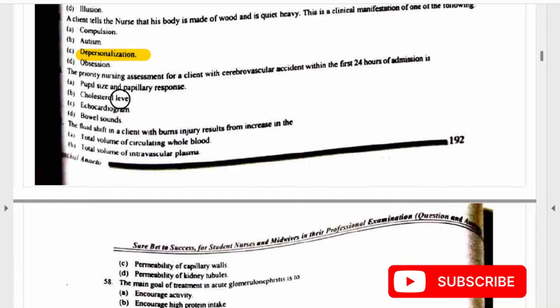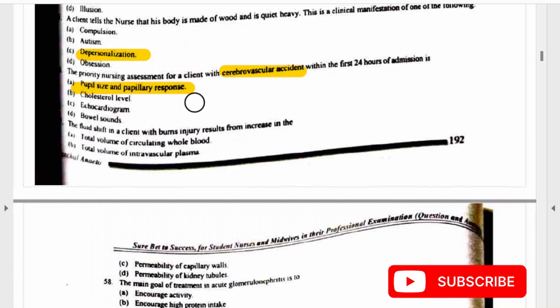The next question. The priority nursing assessment for a client with CVA, or cerebrovascular accident, within the first 24 hours of admission is what? Cerebrovascular accident, another name for it, is stroke. The priority nursing assessment means that a person with CVA, you could assess him based on all these parameters, but the priority here is pupil size and pupillary response.